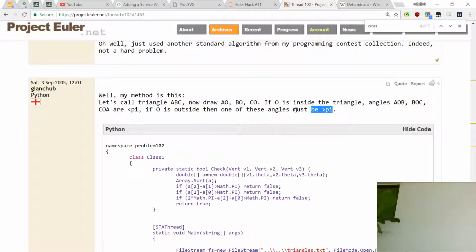I actually prefer our solution to this one. Maybe. But yeah, the other one is pretty nice.